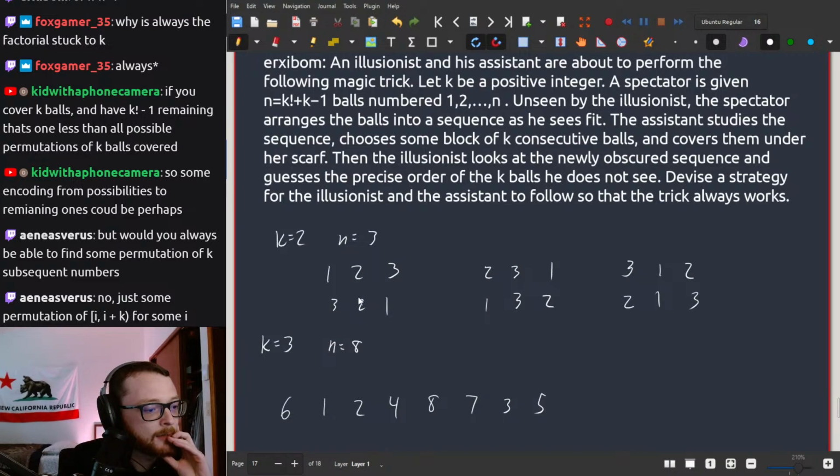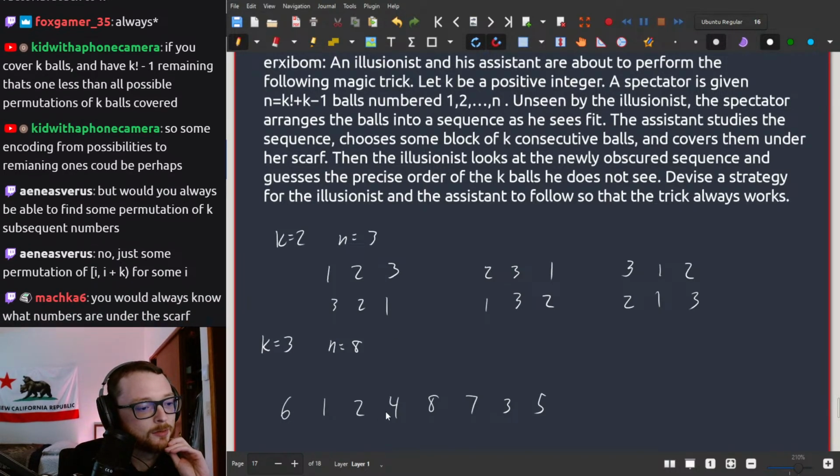Some permutation of I plus k. Oh, you're saying something else there. And some permutation of k. Oh, okay, you're trying to always find the same sequence, maybe? Oh, I'm not sure. You always know what numbers are under the scarf, right?